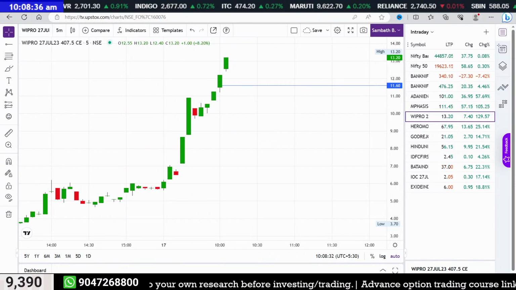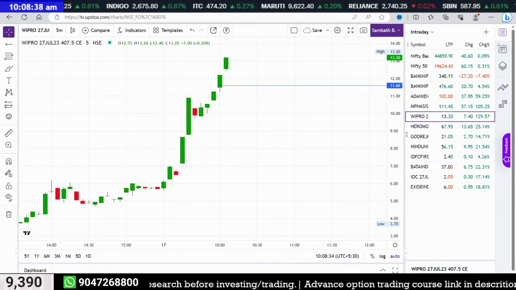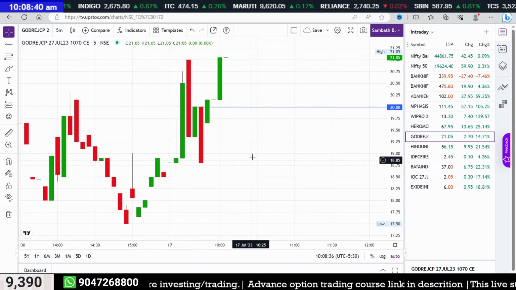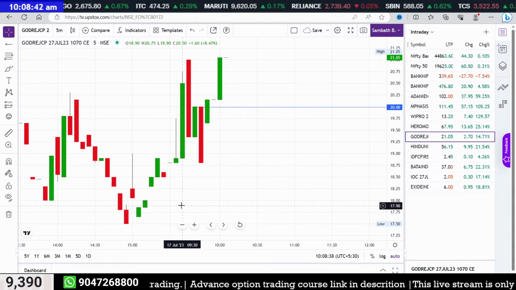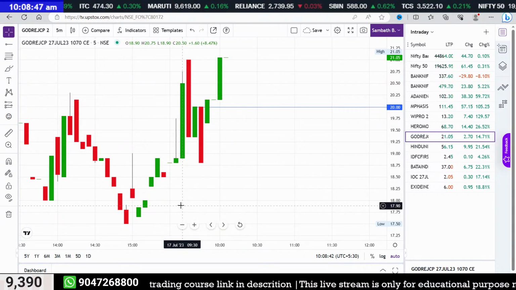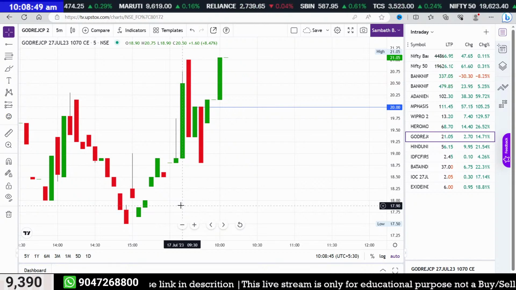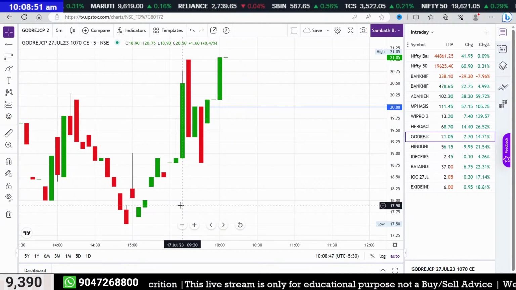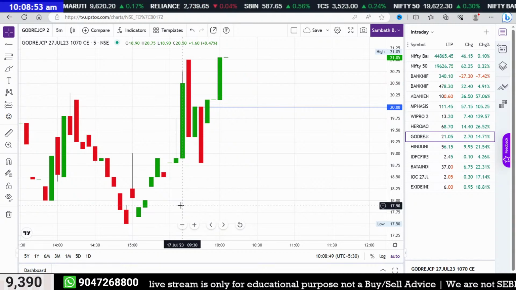What happened to Godrej CP? Still, 20 is our entry, and now it is trading 21, right? Godrej CP, 20 is our entry point. So now it is trading 21. It's moving greater than our entry, right?